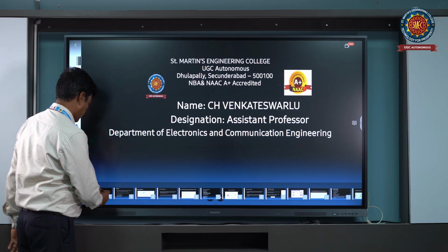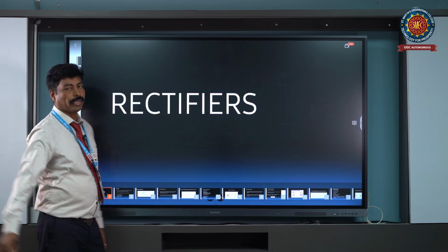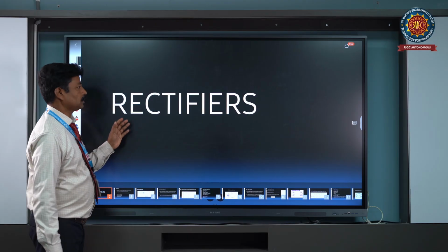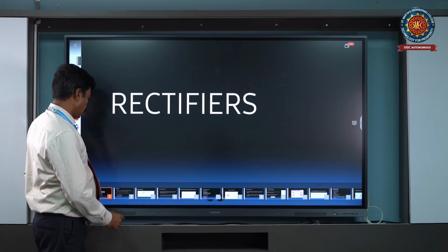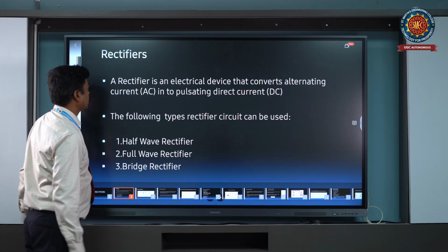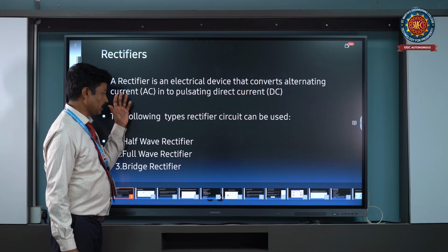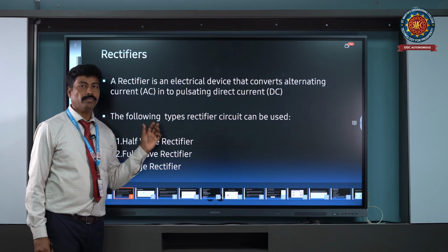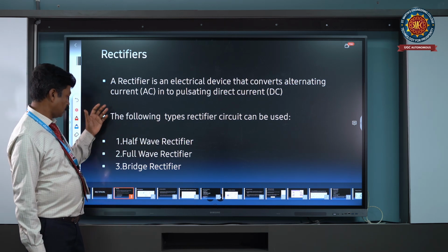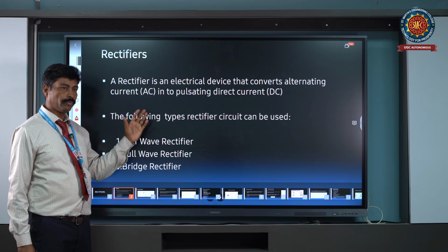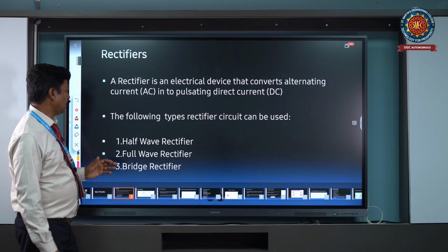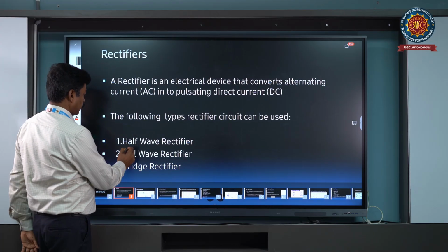My topic is rectifiers. What is meant by a rectifier? A rectifier converts AC to pulsating DC. There are three types of rectifiers: the half wave rectifier, the full wave rectifier, and the bridge rectifier.